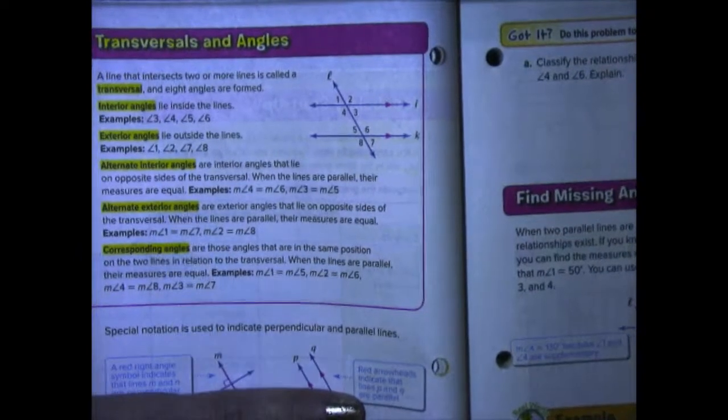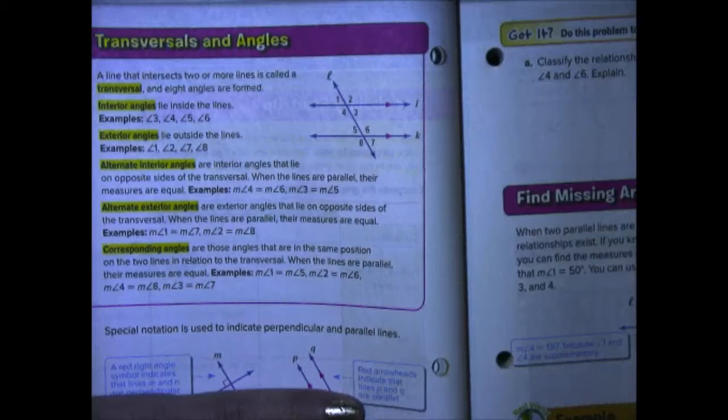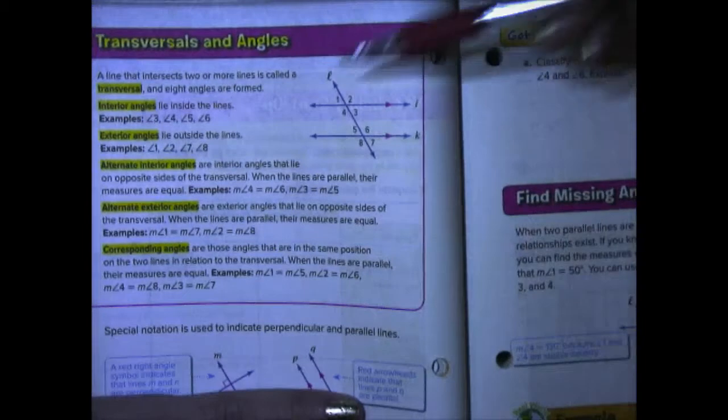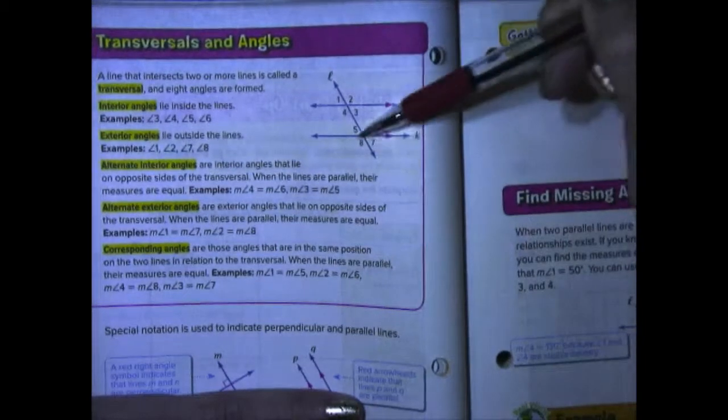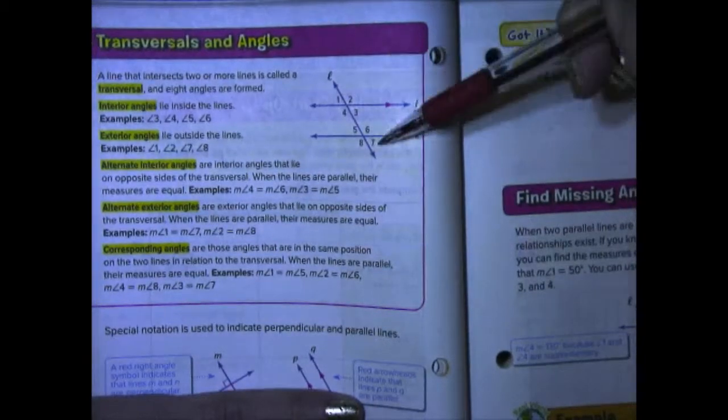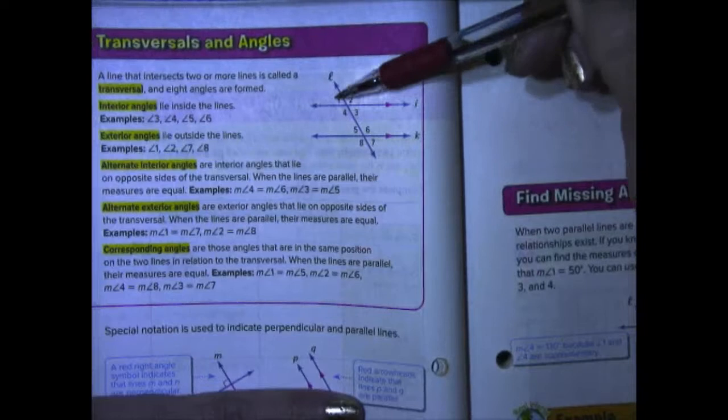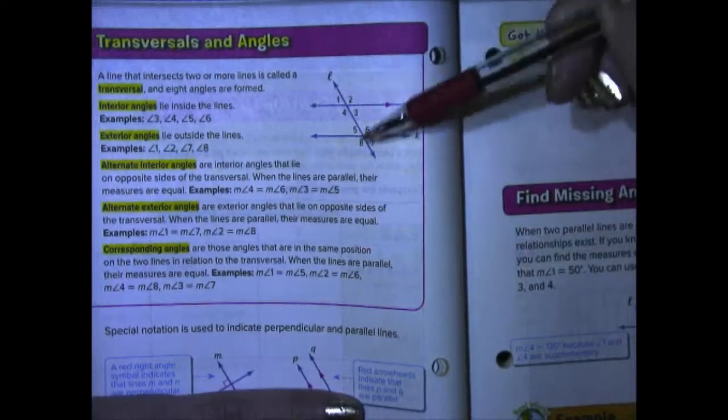Alternate exterior angles then obviously are going to be the angles outside the lines that lie on opposite sides of the transversal. Again, when the lines are parallel, their measures will be equal. So we're looking at angles 1 and 2 and 7 and 8. 1 and 7 are on opposite sides and they are equal, and 2 and 8 are on opposite sides and they are equal.